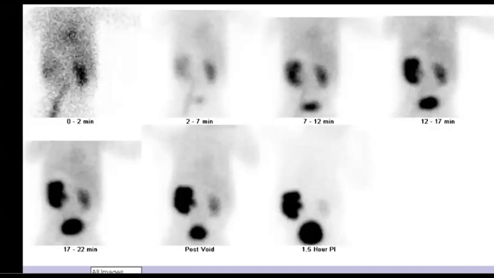This patient came with some abnormality in the ultrasound. Then they asked to do this scan. Do you think that there is abnormality in this scan? And what is the name of this scan? Do you know the name of this scan? MAG3, yes, dynamic renal scan. So in this dynamic renal scan, where is the abnormality? Is it left or right?